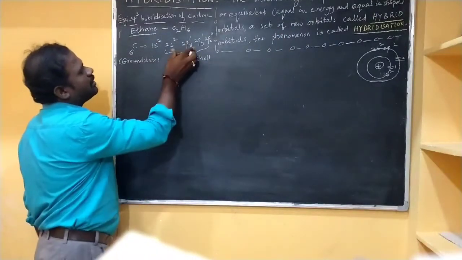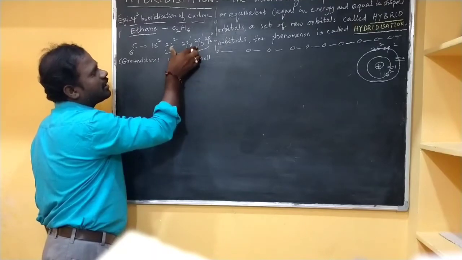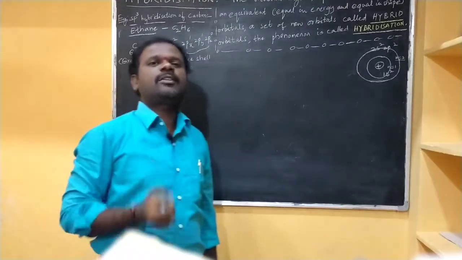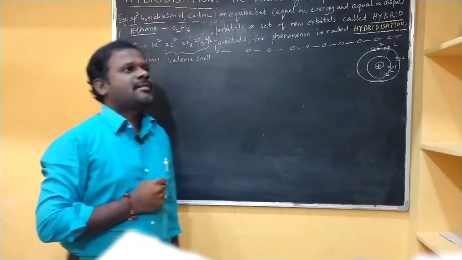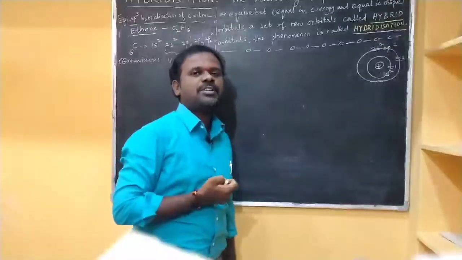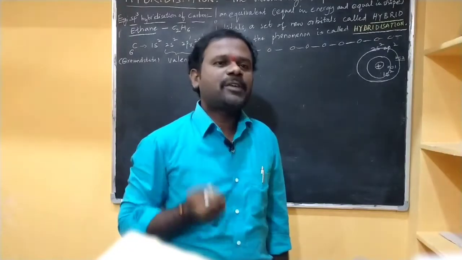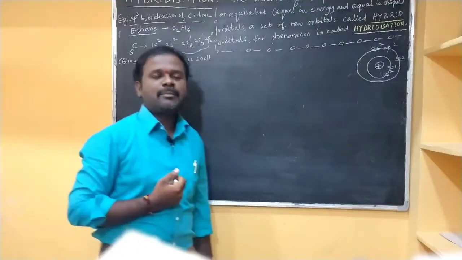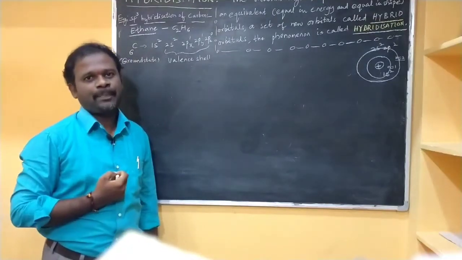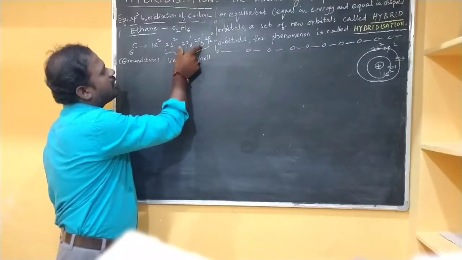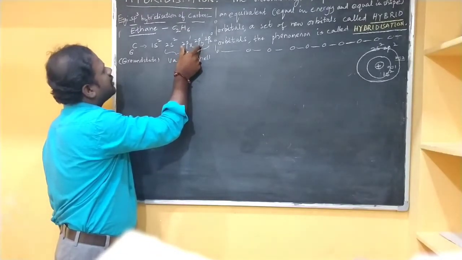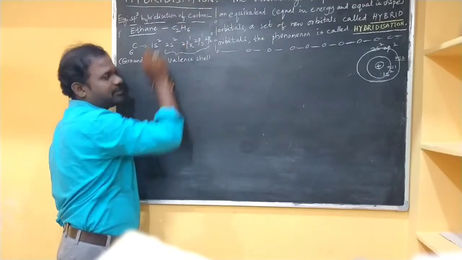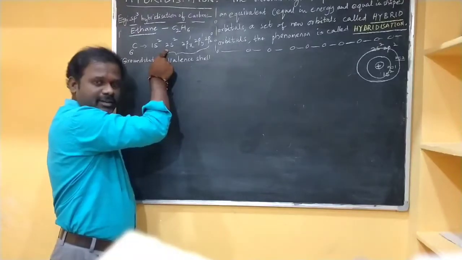So the total number of valence electrons is equal to 4. But for the formation of a covalent bond, we require only unpaired electrons. In the ground state electronic configuration of carbon, we have only 2px1 and 2py1, because 2s2 is a paired set of electrons.